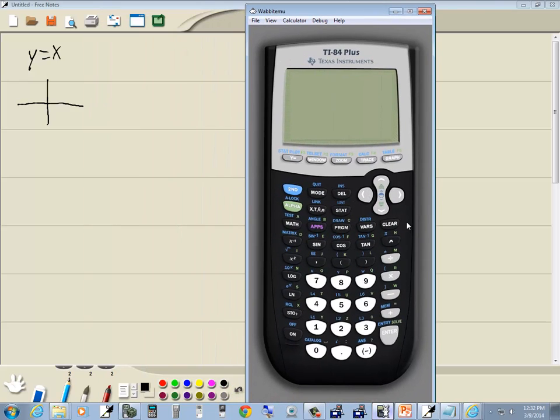Okay, y is equal to x. I'll press my Y= key, press my clear to clear whatever's in that line, and then I'll press my X key. The X key is this X, T, theta, n key between alpha and stat. And then you press graph, and that'll be your graph.